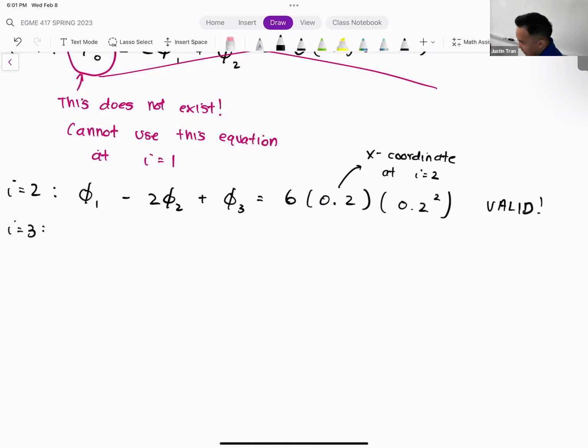Since that one's good, we can move on to the next i value. This is exciting, this is our first equation here. Remember, we need 6 of them overall, and this is our first. Next we're going to apply the same finite difference equation, but we're going to set i equal to 3 instead. I'm going to go a little bit faster because this is the same thing over and over again.